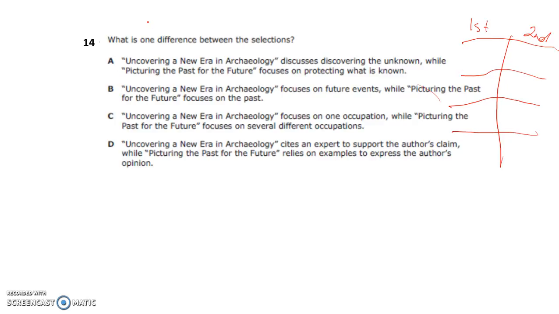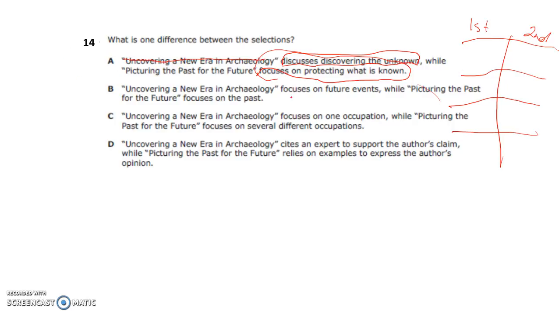All right, the other thing you need to do on these, they can get very confusing. So remember, you can just cross this out and mainly highlight the discusses discovering the unknown. Make sure you highlight or box this in because that's the first part. And then the second passage focuses on protecting what is known.